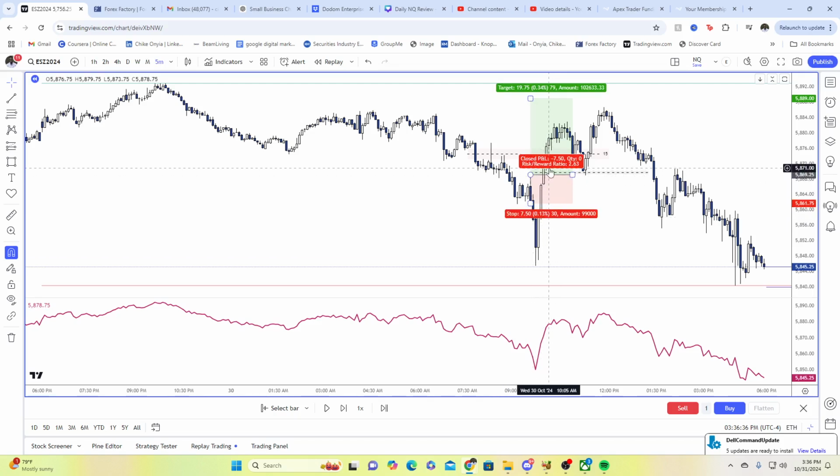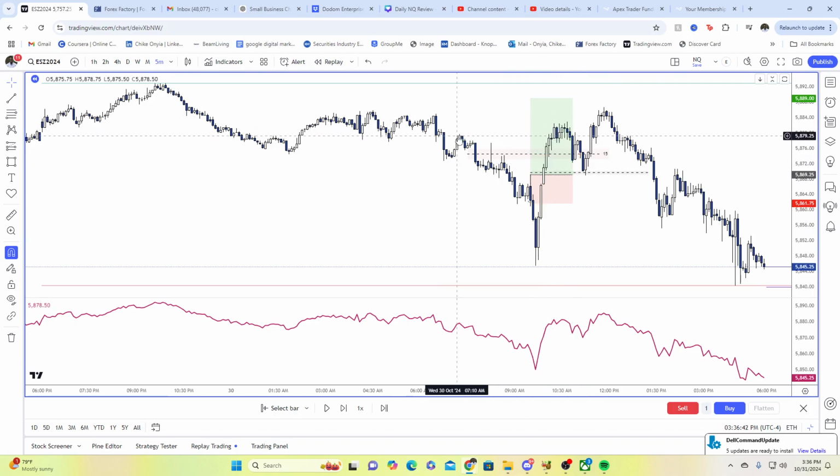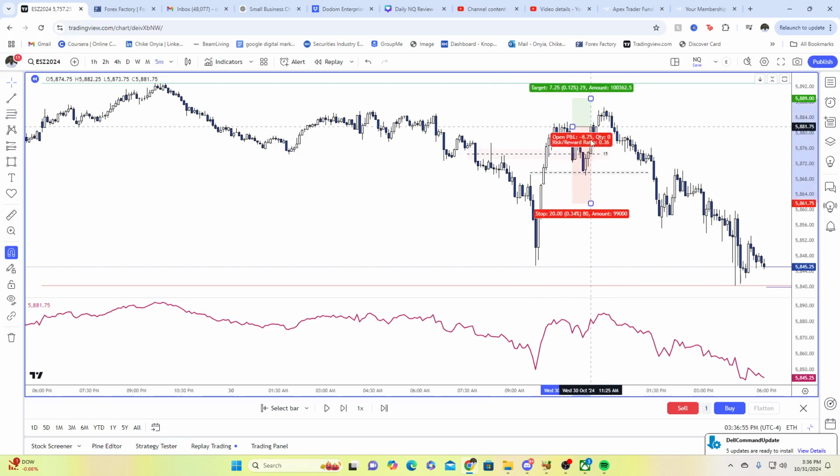Once we closed above it right here on the 5 minute, I got in, and then started scaling higher, took about half the trade up here once we got above these highs, and then came back lower. We tapped this, and then we formed another 5 minute 22 model as well, aiming for the London high right here. That could have been another good entry.